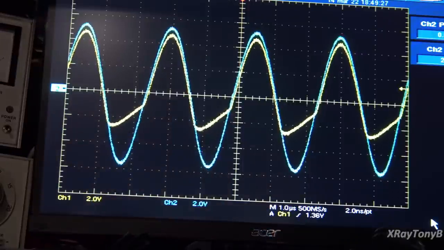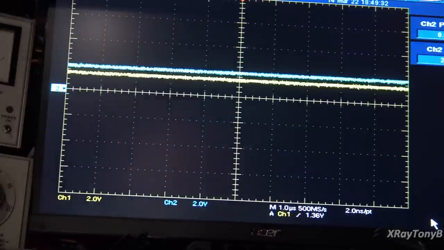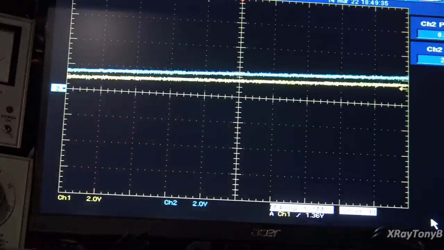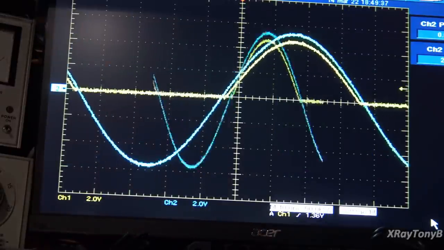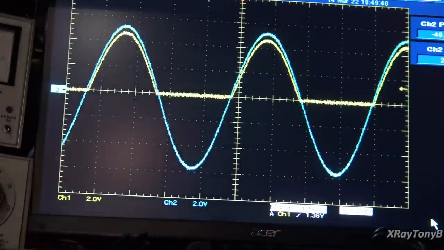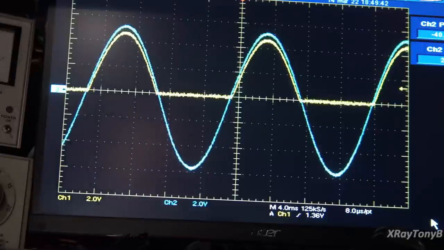Now, when we were looking at 1 kilohertz, if we go all the way down to 60 hertz, so I'll do 60 hertz. And we adjust our scope. You can see it's beautiful. There's no problem at all. And that's why it really doesn't matter which one of these you use, as long as it can handle the current and the reverse voltage that you're going to be supplying it with from your power supply. You can get away with this 1N4007.